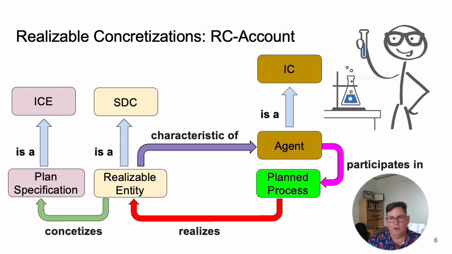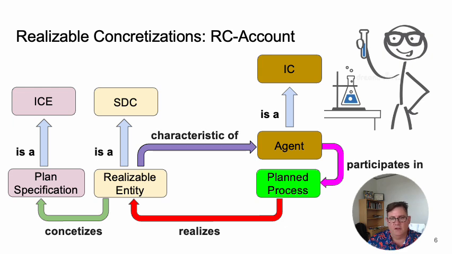This leads us to what we call the RC, short for realizable concretization account. The concretizes relation permits a plan specification to be concretized as a realizable entity. This realizable entity is a characteristic of the agent, and when the realizable concretization is realized in a process, which IAO calls a plan process, we have a nice ontology design pattern that connects the plan specification to an agent's plan in the sense of intention to carry out the plan specification, and connects the agent plan to the plan process in which the agent performs the plan specification's instructions.